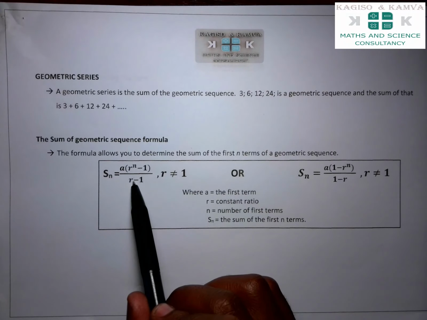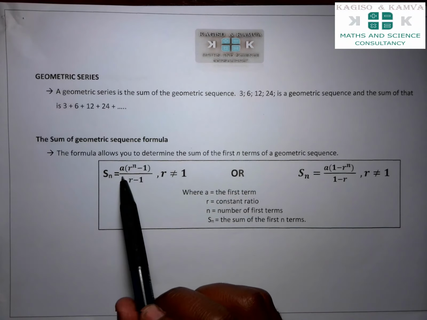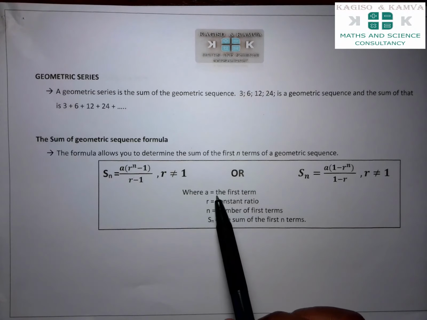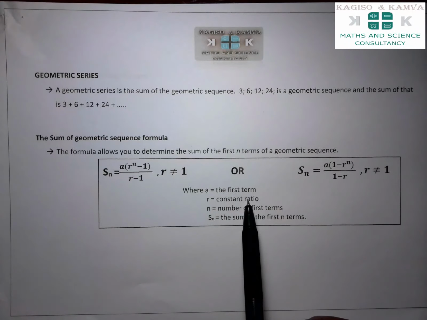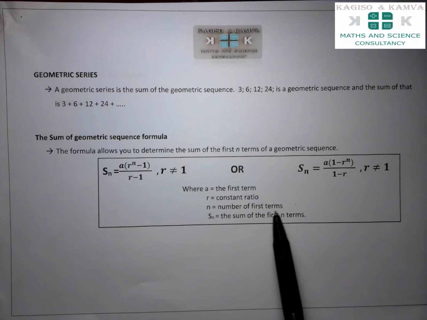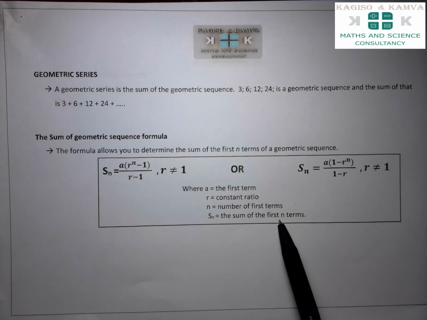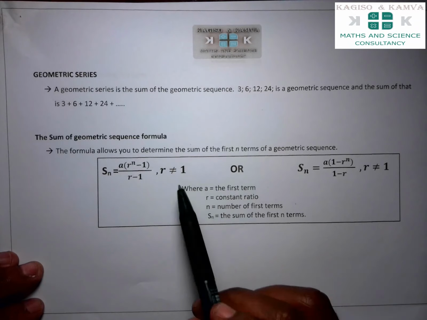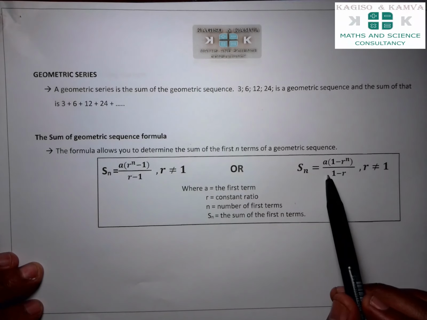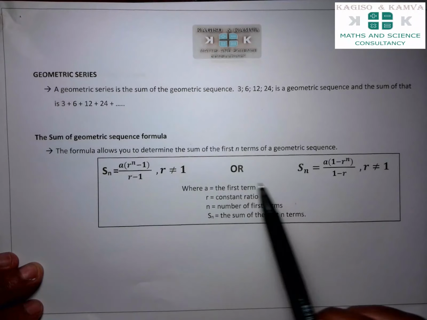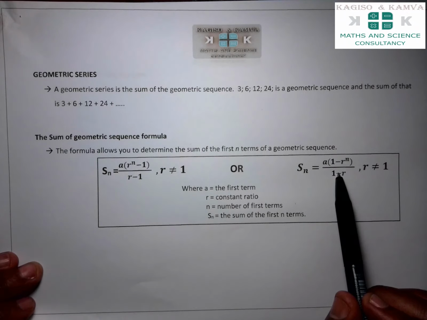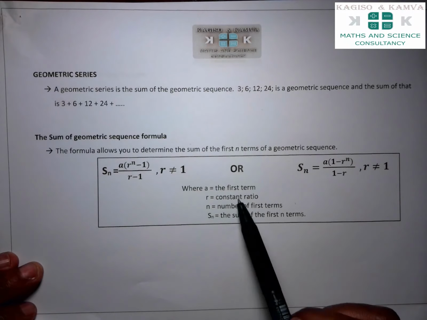So that will be Sn is equal to a times r to the exponent n minus 1, all over r minus 1, where a is the first term, r is the constant ratio, n is the number of the first terms, and Sn is the sum of the first n terms. Or you can use this other one, just that we rearranged what's in the bracket and the denominator. The variables are still the same.